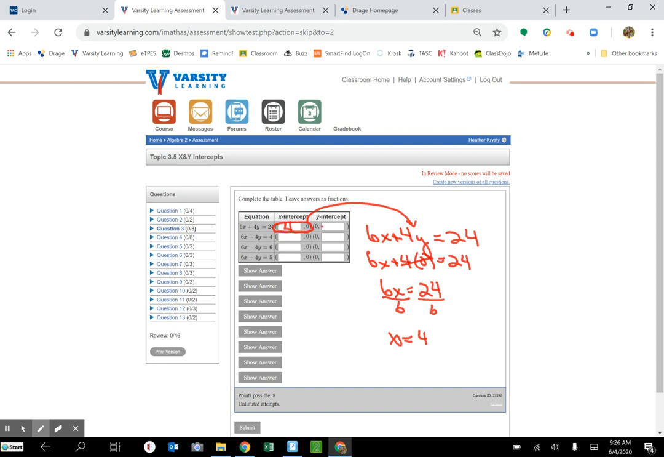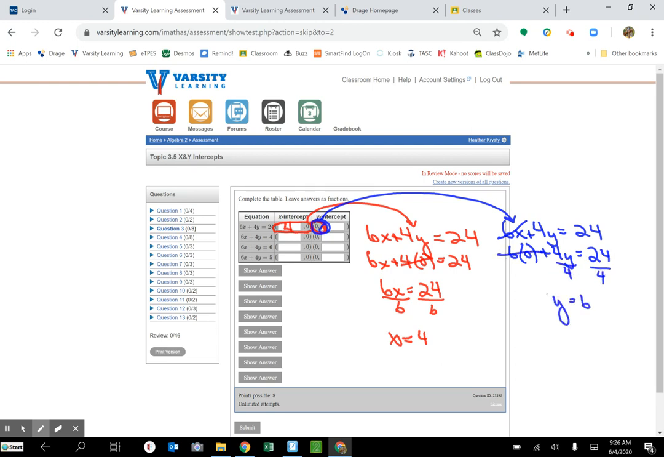Likewise, for the y, you're just going to let the x part of that equation be 0, right? So if I were to take the same equation, 6x plus 4y equals 24, now I'm going to let the x be 0, which means this whole term is going to cancel out, right? 6 times 0 is 0. And I get 4y equals 24, divide by 4, and y equals 6. Okay, and that's going to go in there. So that's all you're going to do for those. Varsity tells you what to put in for x or y. You just have to actually do it.